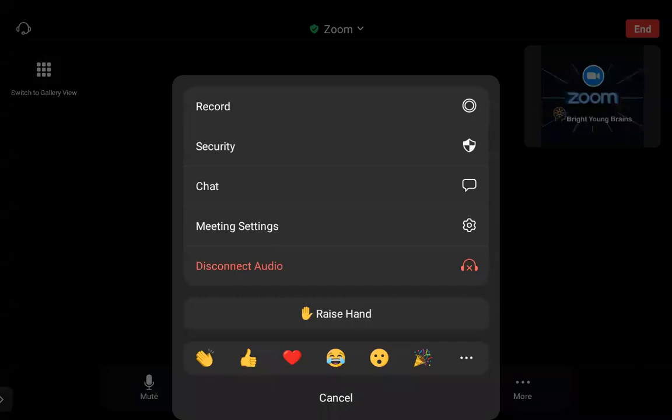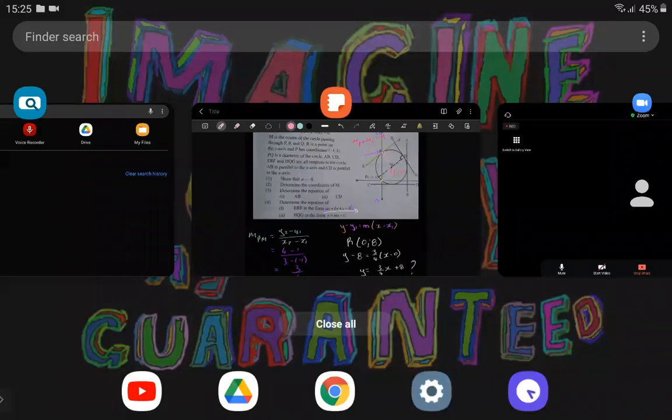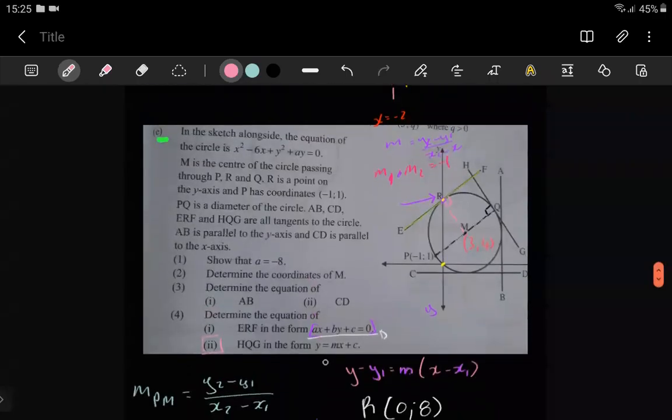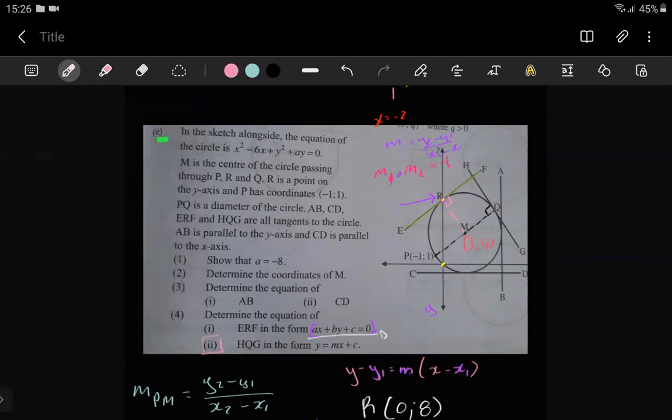So with the next one, we are looking at this last one, HQG. They want us to get the equation of HQG in the form y = mx + c. Well, it's a straight line. Isn't it the same thing again? Because you got the gradient.